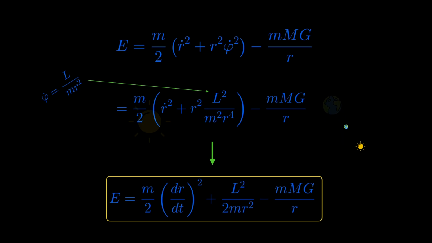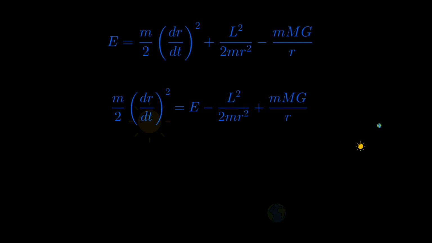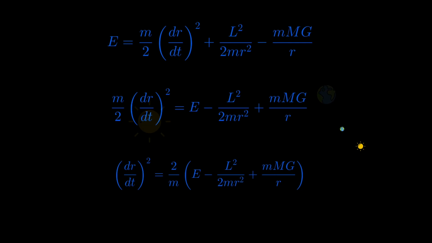So how far a planet is away from the Sun is the only thing that determines how much energy it has. All the rest is just constant terms. Now we take this expression and rearrange the terms, such that we get an expression for the time derivative of the distance. Remember, we wanted to investigate this part a bit further.